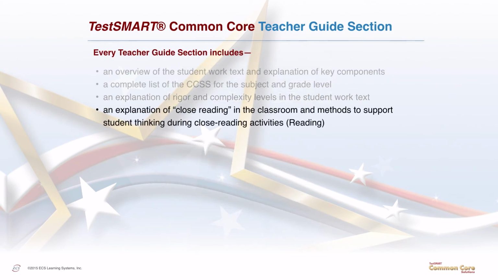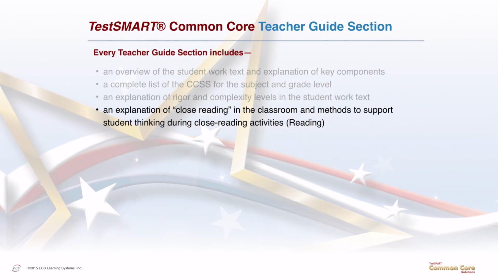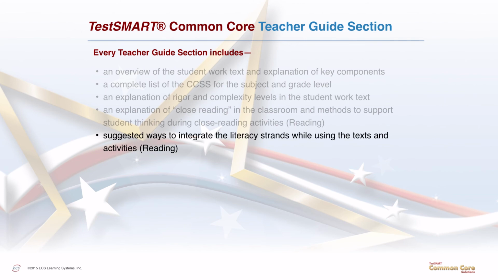An explanation of close reading in the classroom and methods to support student thinking during close reading activities. Close reading skills are closely tied to the skills that are essential for success in school, career, and life, such as critical thinking, innovative thinking, elaborative thinking, problem solving, decision making, collaboration, communication, and connecting ideas. Suggested ways to integrate the literacy strands while using the text and activities.